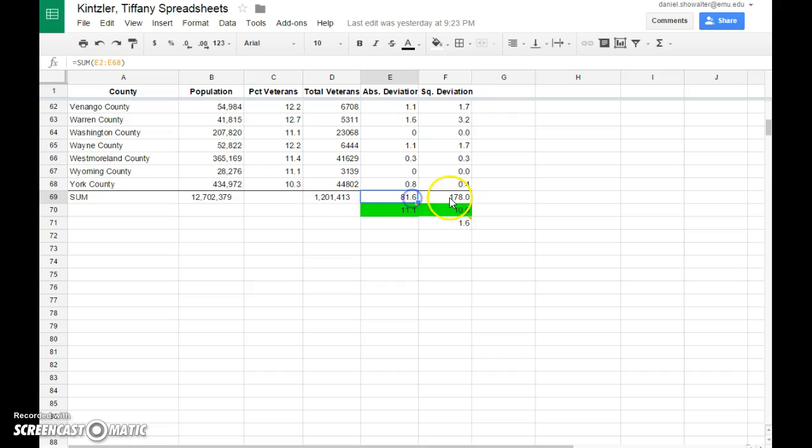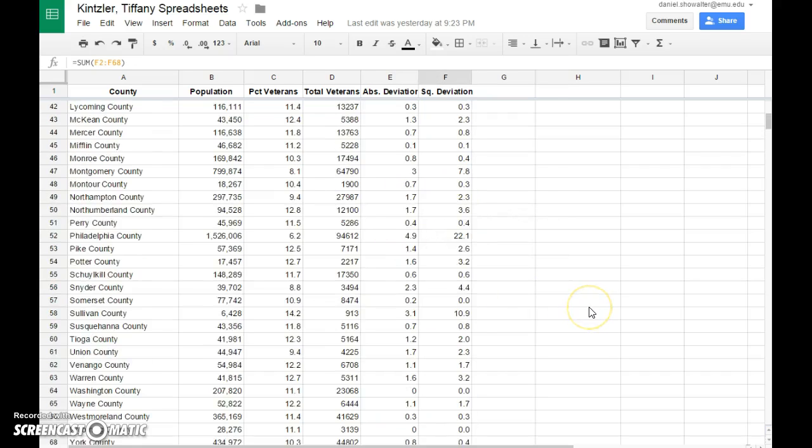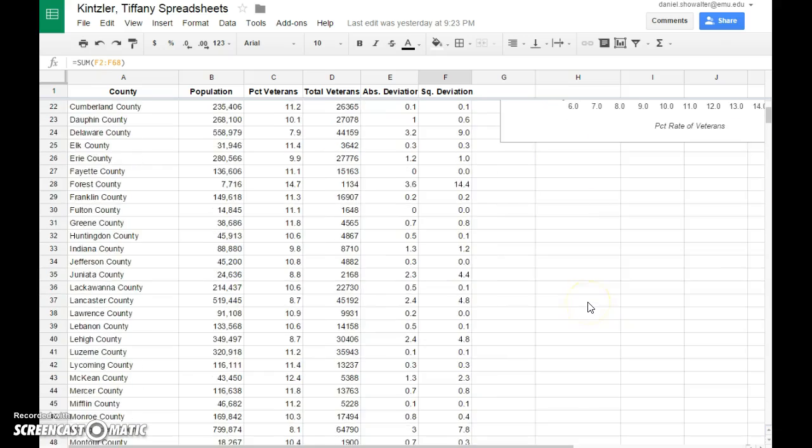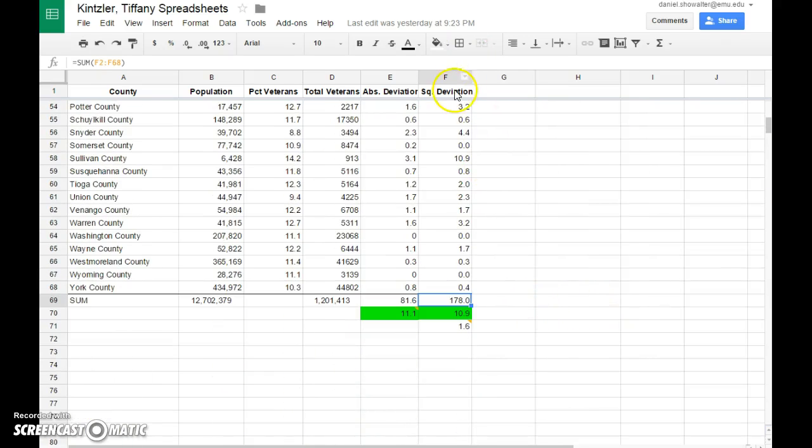And then we just add up the totals right here, 81 and 178. Once we get those totals, let's focus now on column F, moving into week 5. What do we really do with that 178?